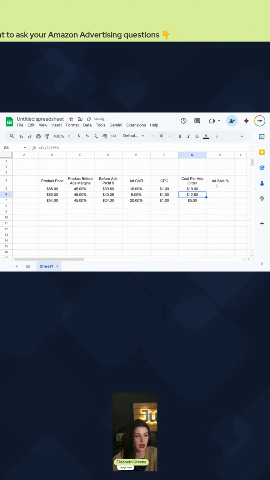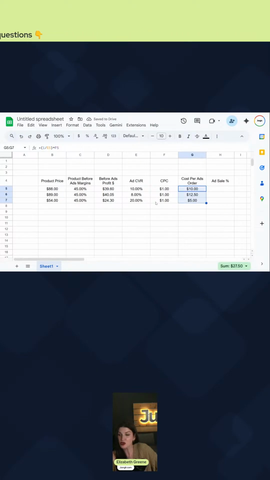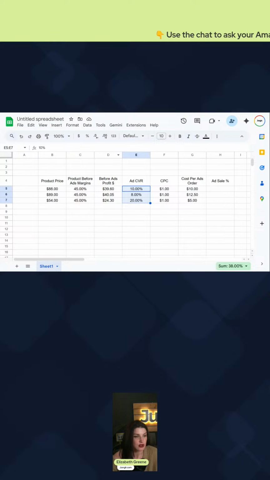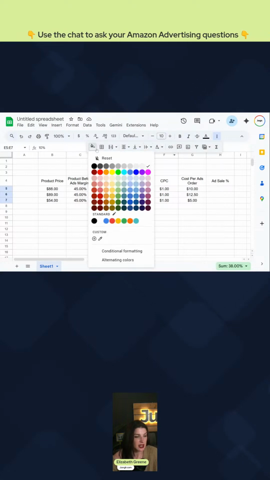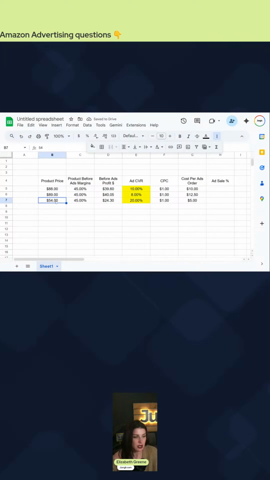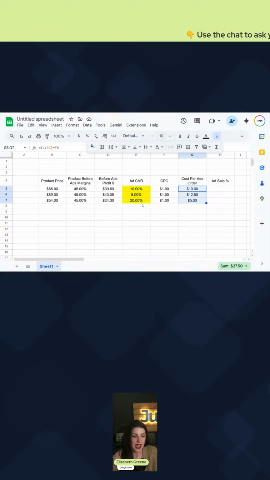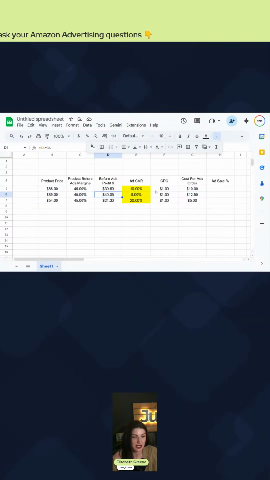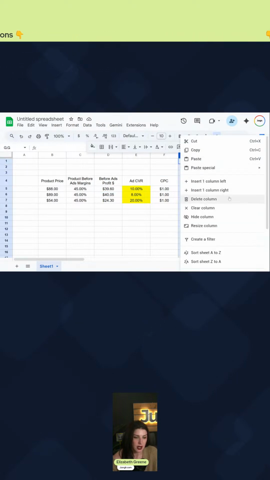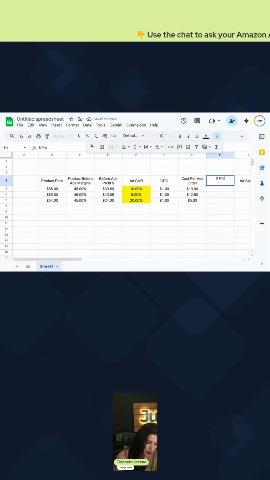So for every single order, look at this. This is crazy. This is why ad conversion rate is so important. Even though this one has a lower product price and lower before ads profit dollars, the price gives me a higher conversion rate, and even though my CPC is exactly the same, I have a way lower cost per ads order than this one, because his conversion rate is lower even though the price is higher.